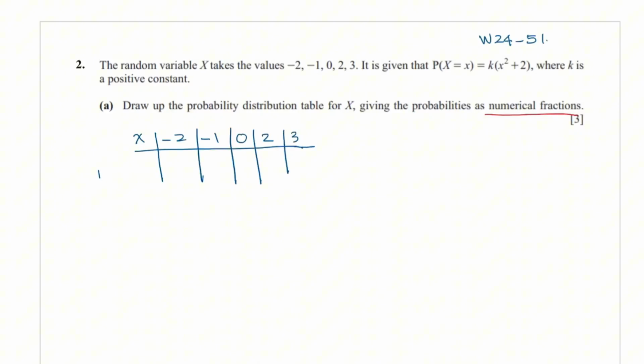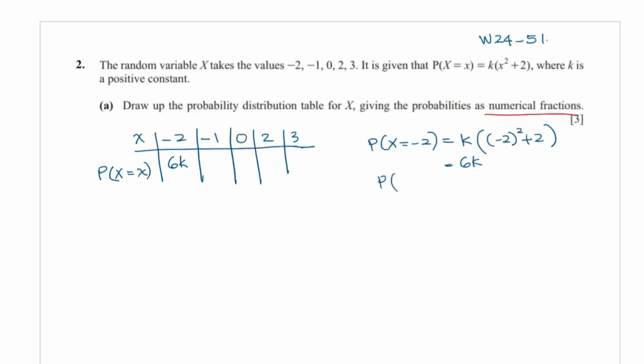Now we need to write up the probability of each of them. Okay, what is the probability of x equals -2? So think about this. Probability of x equals -2 is basically k times (-2) squared plus 2. This is basic algebra where you have to square the entire value given to you. -2 is the value, so you square -2. (-2) squared is 4. 4 plus 2 is 6. So it's equal to 6k. So the probability is 6k. This is in terms of k.